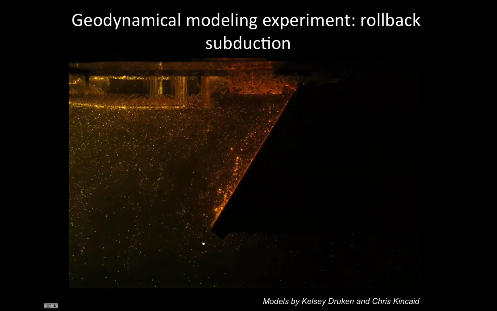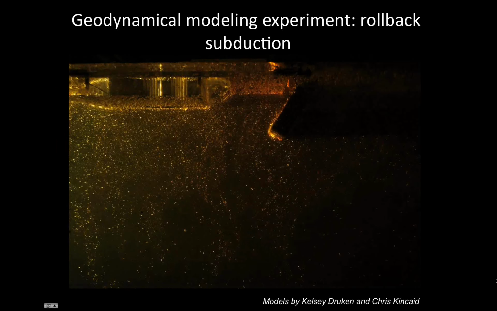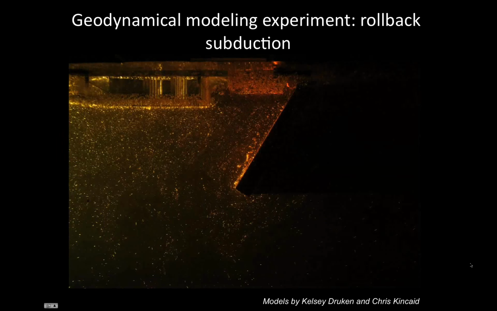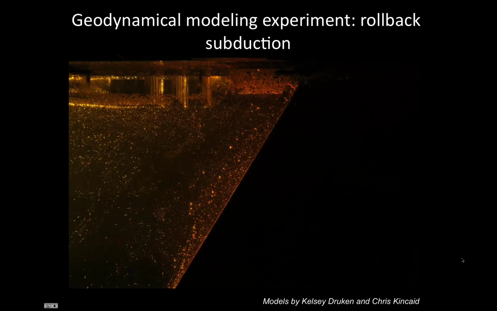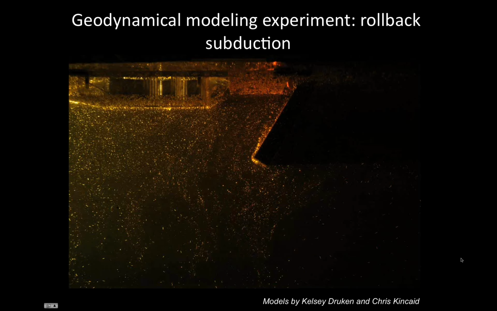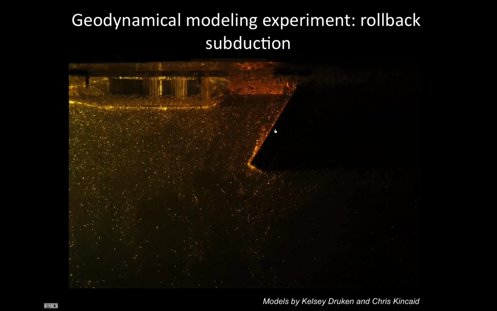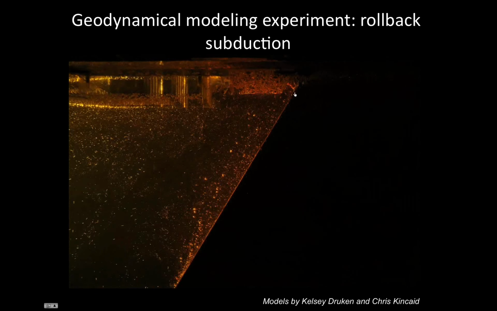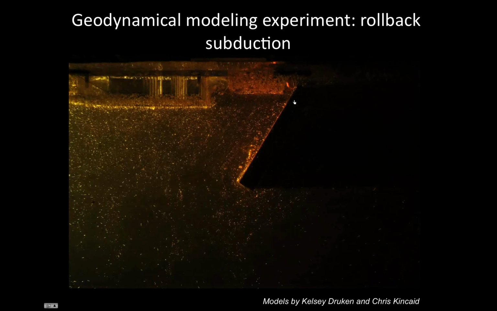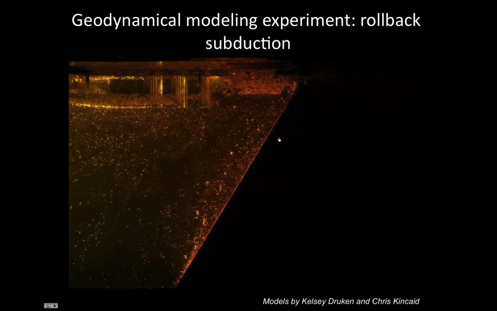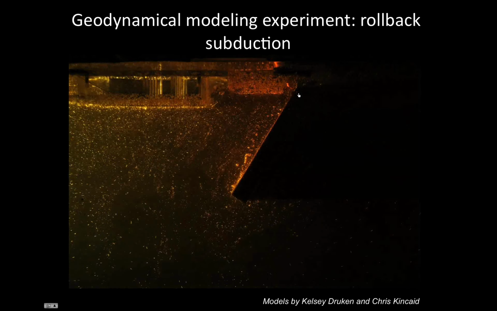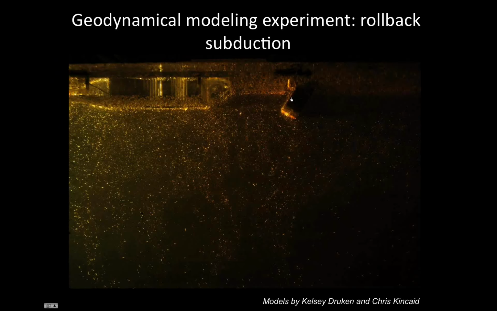So I'm showing this movie. I hope it shows up on everybody's computer, but this hopefully gives you an idea of what these models actually look like. This is just looping over and over again, so I'm just going to let it run. This is an example of one of Kelsey's experiments where she has a slab going down, and a few seconds into the movie, very quickly, first you have the down dip motion of the slab, and then rollback kicks in. So you have trench migration in this experiment.